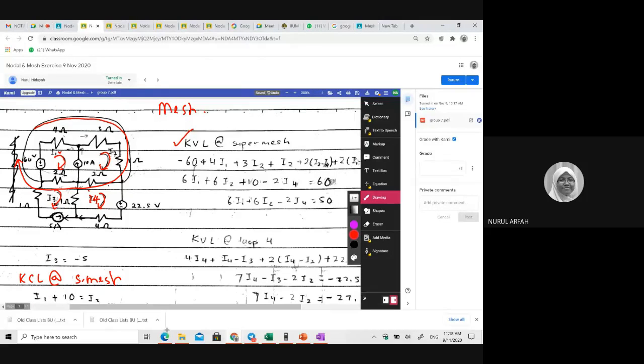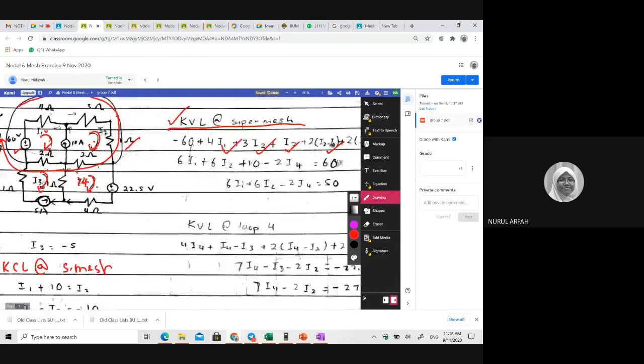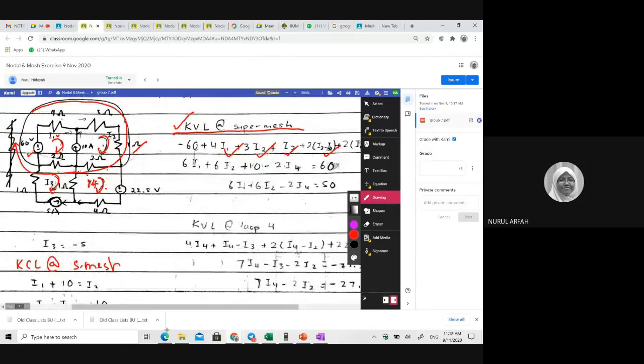So the first one, KVL at super mesh, which is equal to minus 60, yes, correct, because start from here, and then 4 I1 plus 3 I2, yes, and then this is 1 I2, and then you have 2 sharing between I2 and I4, yes, and then you have 2 I1 minus I3, yes, correct. And please make it equal to 0. So, correct.